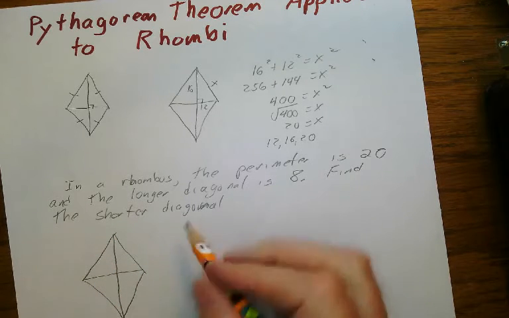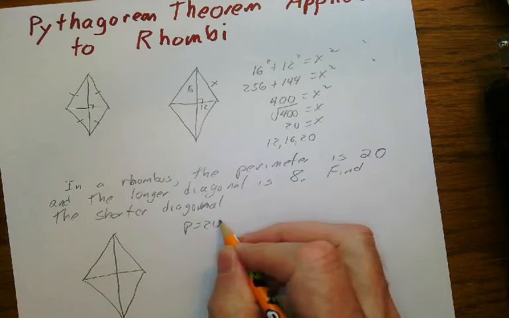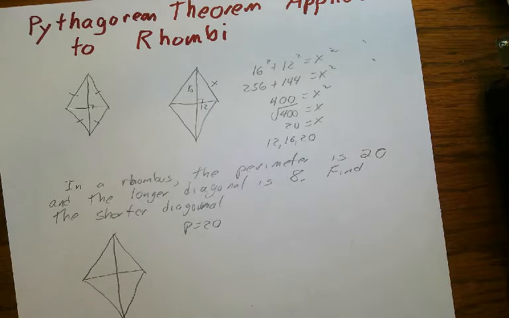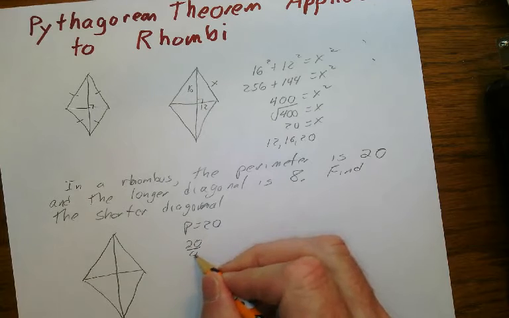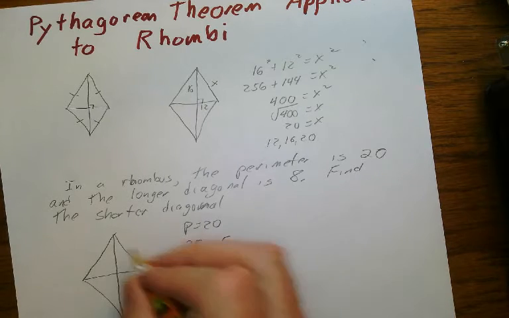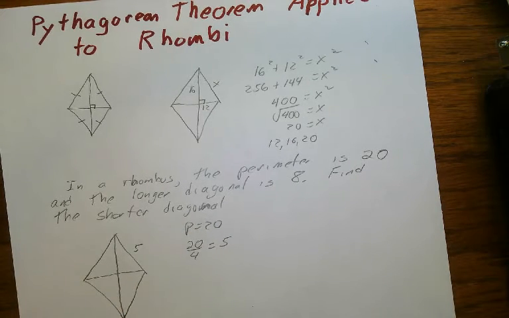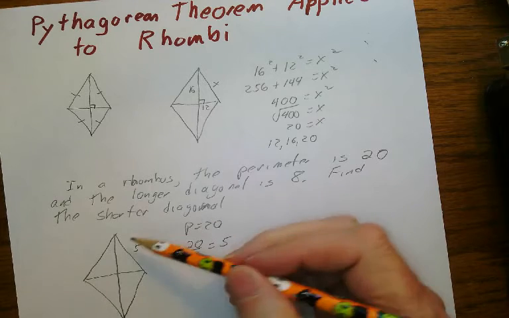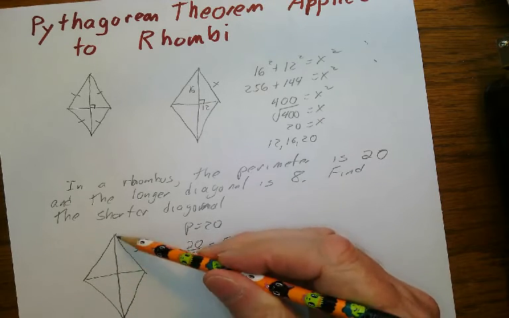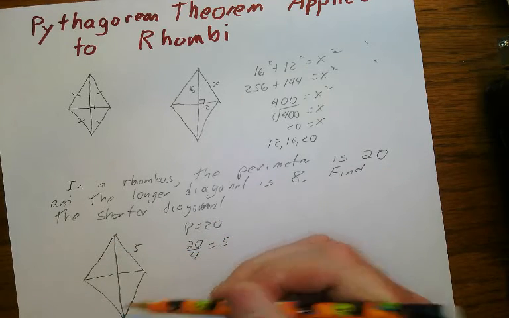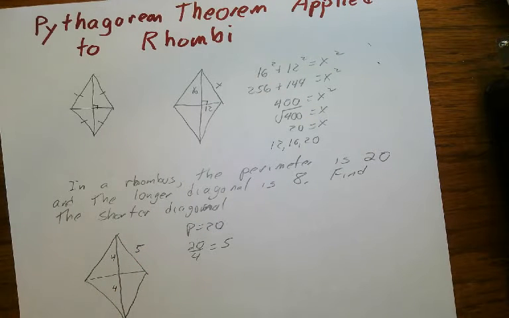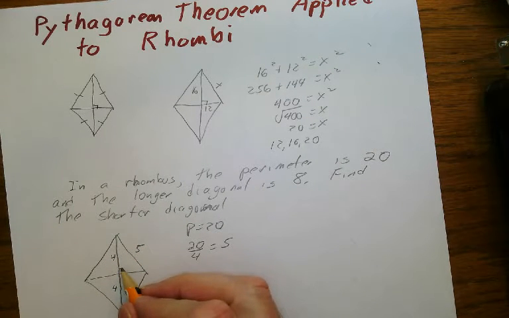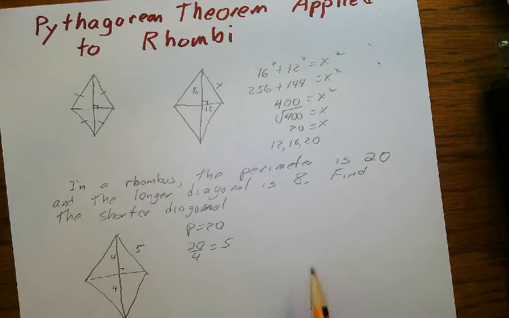If the perimeter is 20, perimeter is adding up all four sides, and since all four sides are equal, if I get 20 divided by 4, I get 5. So each side is 5. The longer diagonal is 8. Well, if this whole thing is 8, each half is 4 and 4 because the diagonals bisect each other. And there's our right angle. So let's find the shorter diagonal right there.